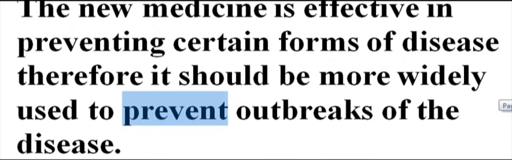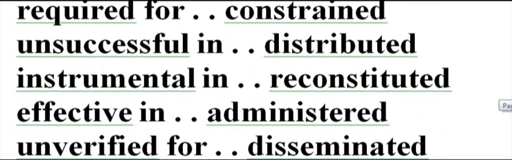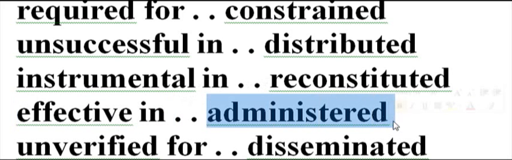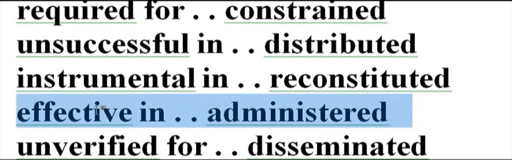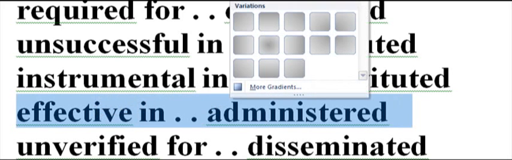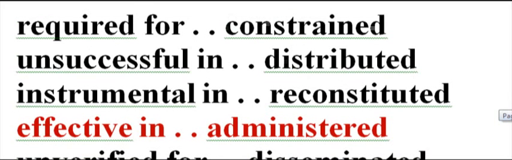So we're looking for answer choices that are very similar to the words effective in and prevent. Well, just by looking at this, we already have effective in right there. That's a very good clue. And we have administered. So that's our most likely candidate as a correct answer choice. Let me just make this in red so we don't forget what we chose. And in the test, you should also mark what you think is right, using a little star or an asterisk or something. So let's remember the words effective in and administered.